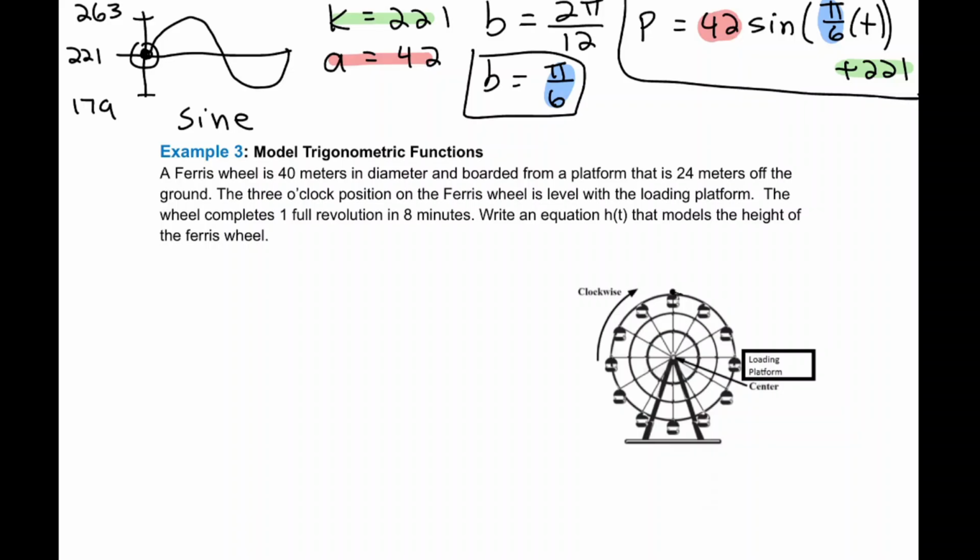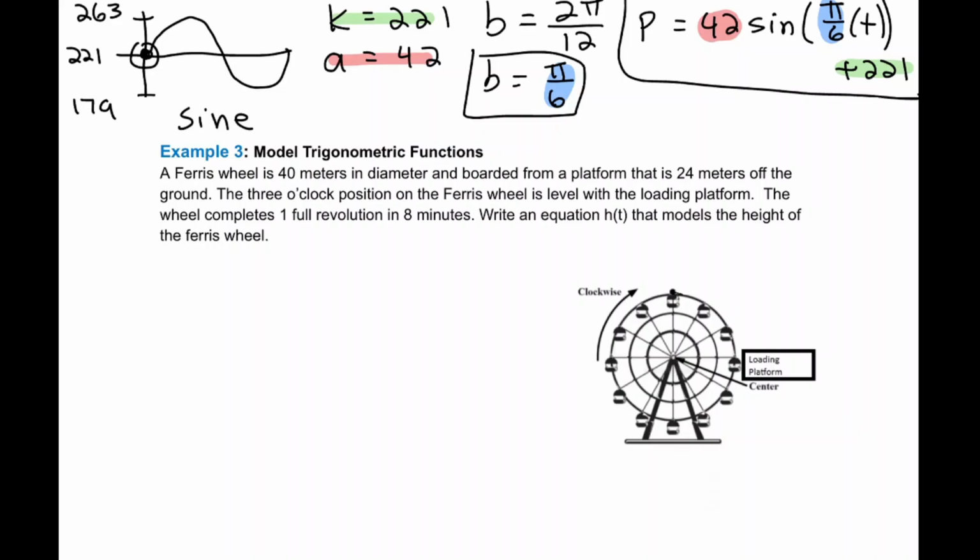Last example. A Ferris wheel is 40 meters in diameter and the boarding platform is 24 meters off of the ground. The 3 o'clock position on the Ferris wheel is level with the loading platform. The wheel completes one full rotation every 8 minutes. Write an equation for h of t that models the height of the Ferris wheel.